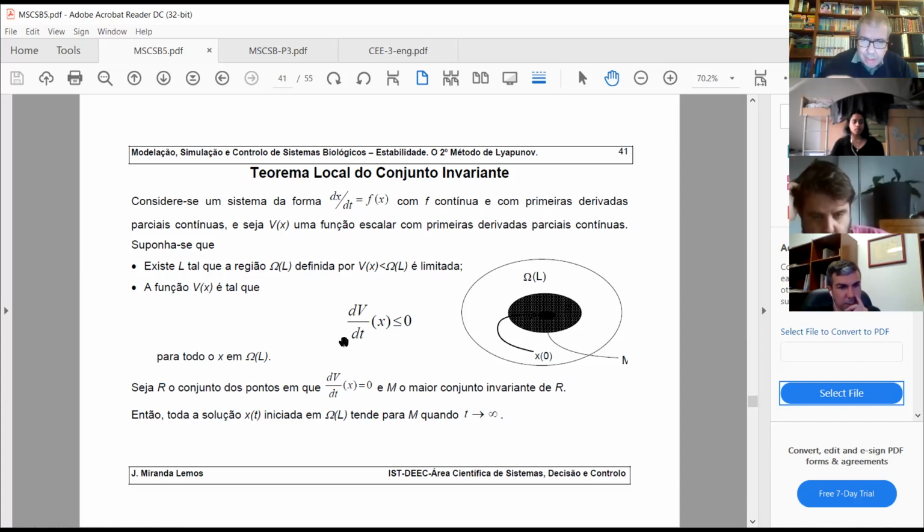Your V is decreasing, and your V is a kind of distance to the origin. So when X is evolving, V is decreasing. But then V stops decreasing. That's when dV/dt is 0.